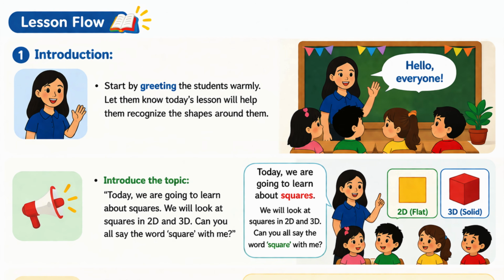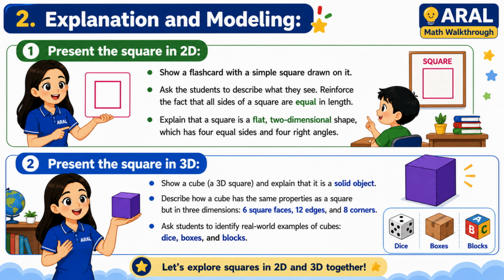Explanation and modeling. Present the square in 2D. Show a flashcard with a simple square drawn on it. Ask the students to describe what they see. Reinforce the fact that all sides of a square are equal in length. Explain that a square is a flat, two-dimensional shape, which has 4 equal sides and 4 right angles.